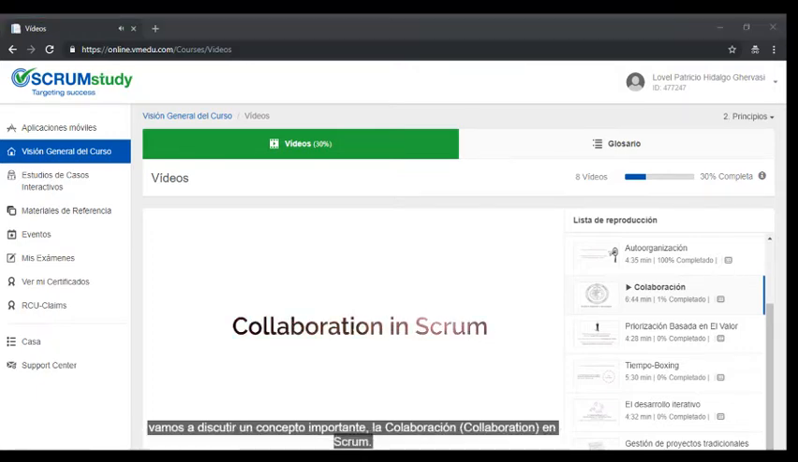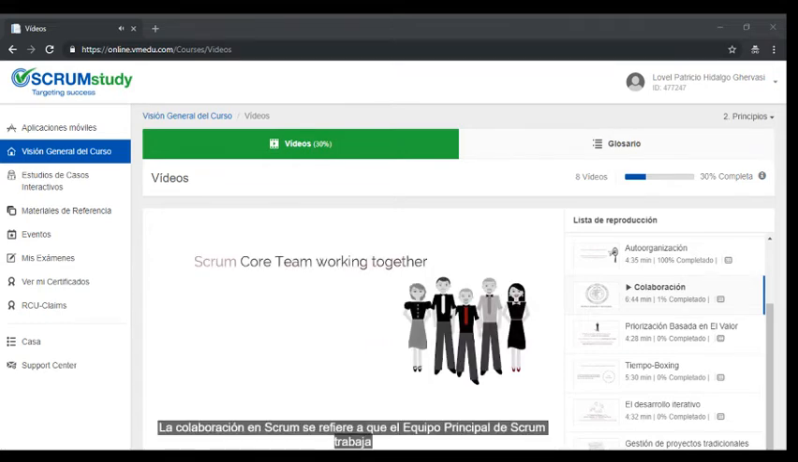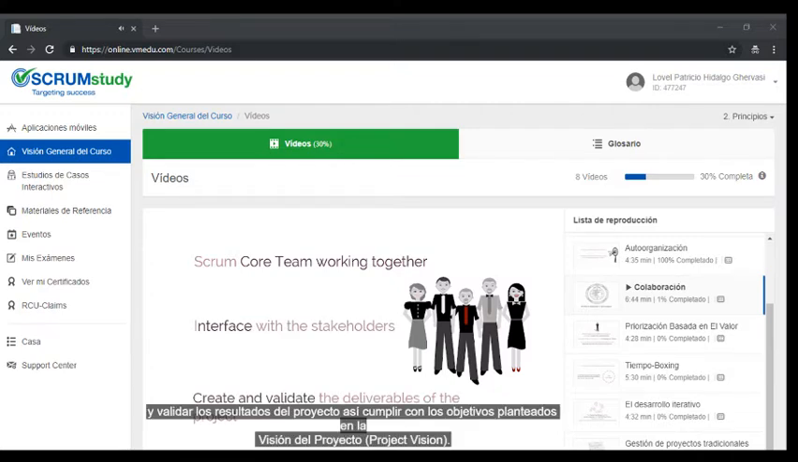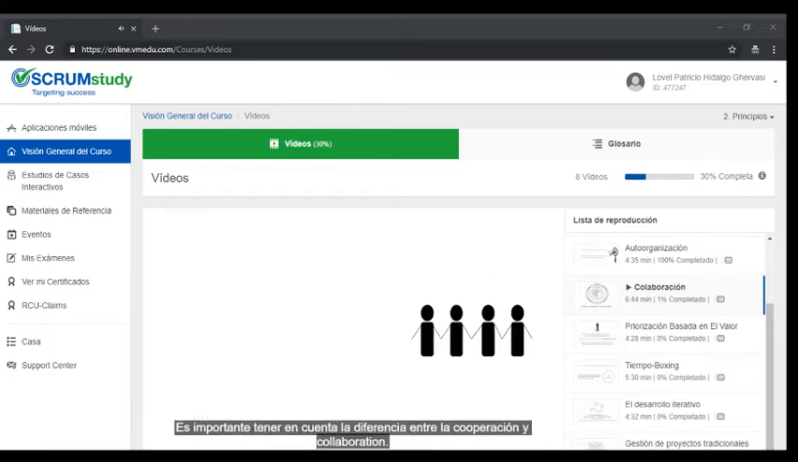We'll discuss an important concept, collaboration in Scrum. Collaboration refers to the Scrum core team working together and interfacing with the stakeholders to create and validate the deliverables of the project to meet the goals outlined in the project vision.